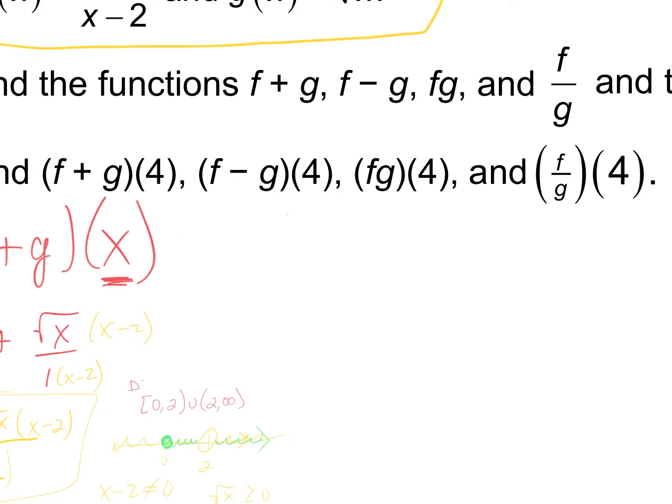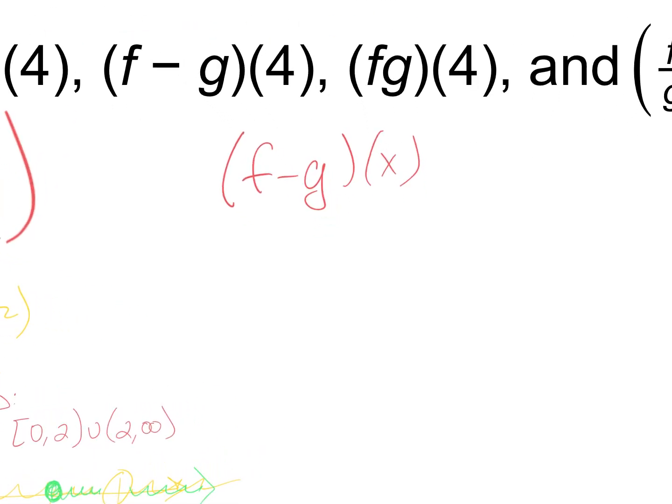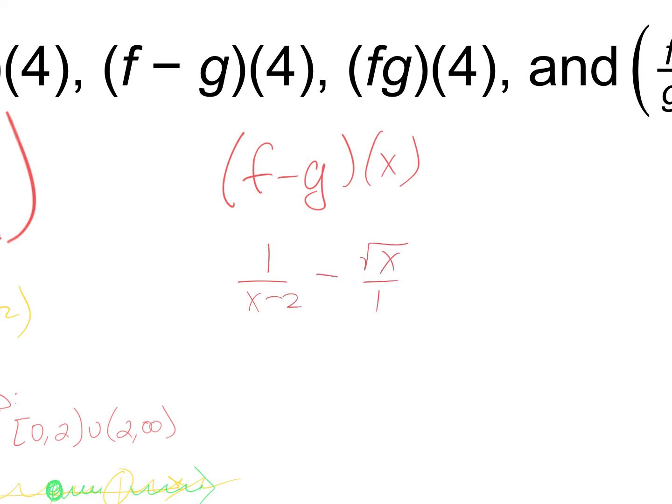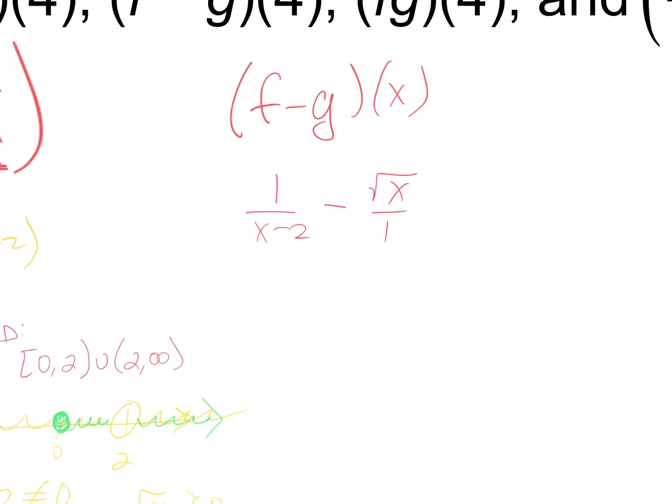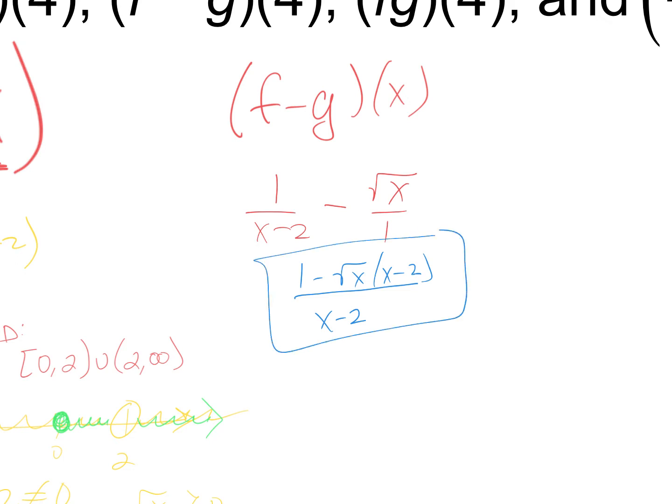But let's do the same thing. Now we're going to subtract the two functions. Let's see how things change and how they stay the same. My f function is still 1 over x minus 2, minus my g function, the square root of x over 1. So again, I have to get a common denominator, which would be x minus 2. So it's 1 minus the square root of x times x minus 2. Is there anything else I can do there? No. Do I still have issues with my domain? Yeah. Did the issues change? No. So your domain is exactly the same.